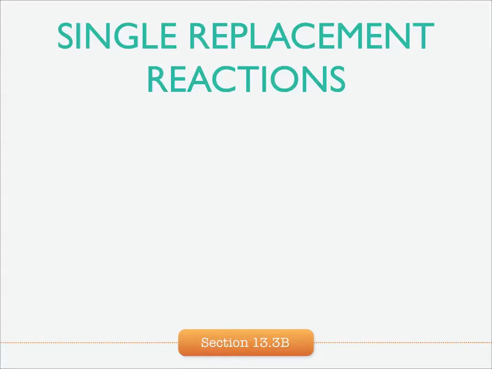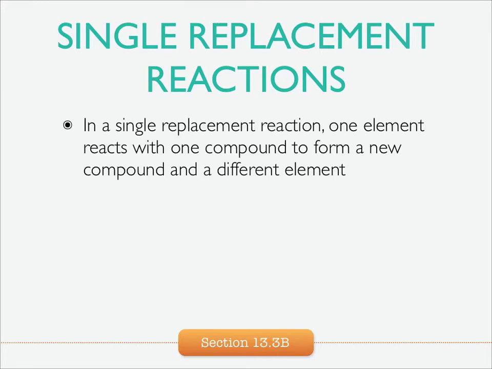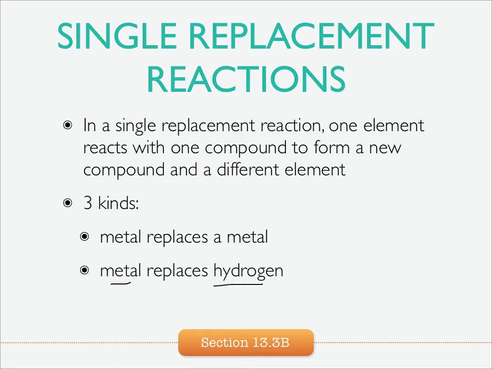This is part B of section 13.3, and we're going to talk about single replacement reactions in this part. First of all, in a single replacement reaction, we've got an element in a compound, and this element kicks out one of the elements of the compound, so it forms a new compound and a different element. For example, a metal could be replacing a metal. A metal could be replacing hydrogen, and then a third thing that can happen is a nonmetal replaces a nonmetal. And I'll give you examples of each of those.